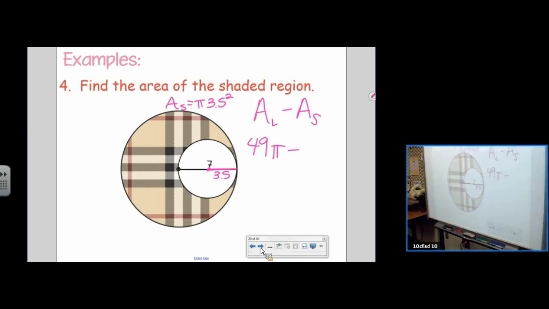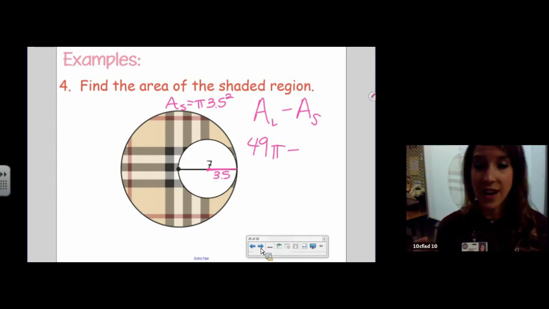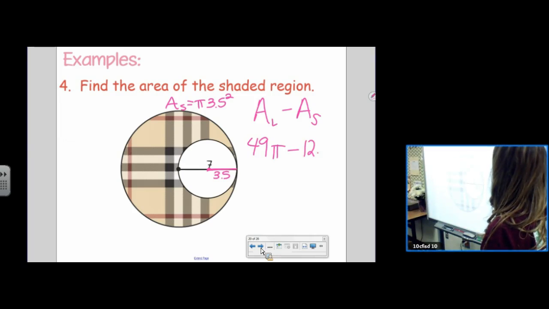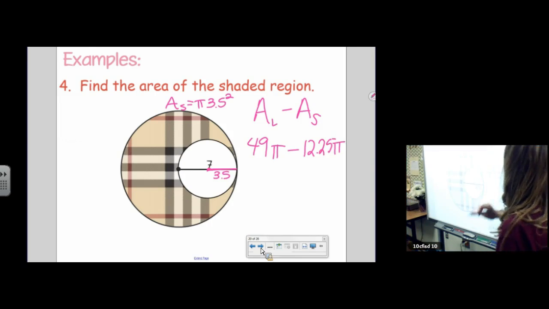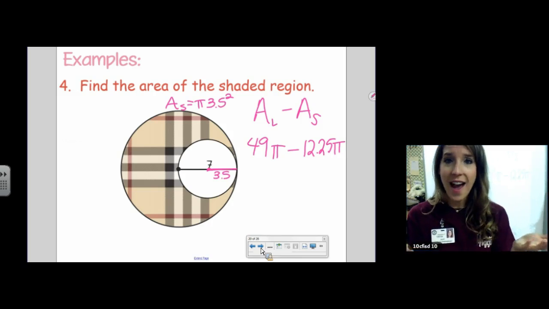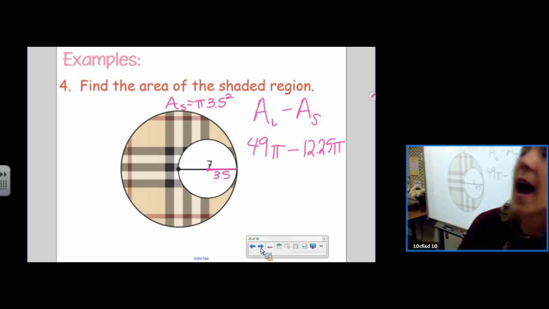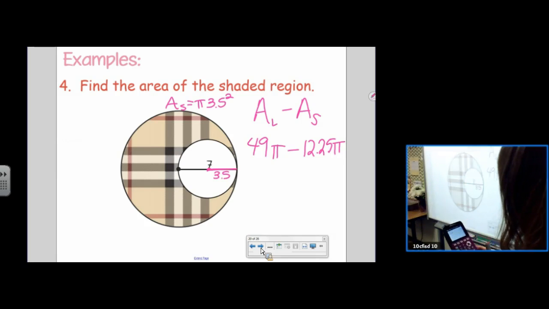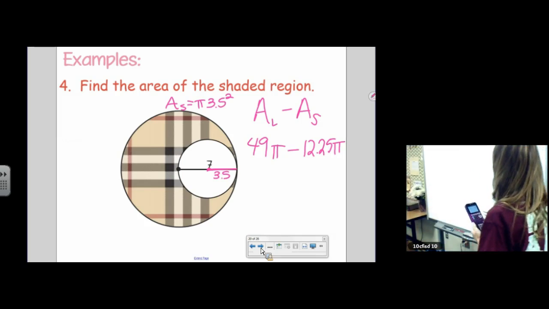So we need to square 3.5. You could also square 7 halves. That would be fine too. 12.25 pi. Okay, now are these like terms? Yeah, they both are in terms of pi. So they are like terms, so we're allowed to subtract them. We are not supposed to keep them separate. We are supposed to combine them.